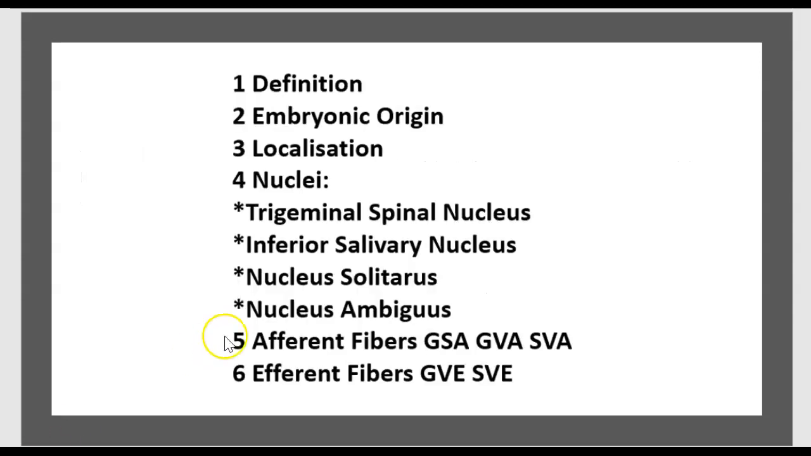Glossopharyngeal nerve. We start with the definition, embryonic origin, localization, nuclei: trigeminal spinal nucleus, inferior salivatory nucleus, nucleus solitarius, nucleus ambiguus, and then we have for the afferent fibers GSA, GVA, and SVA, and then efferent fibers GVE and SVE.